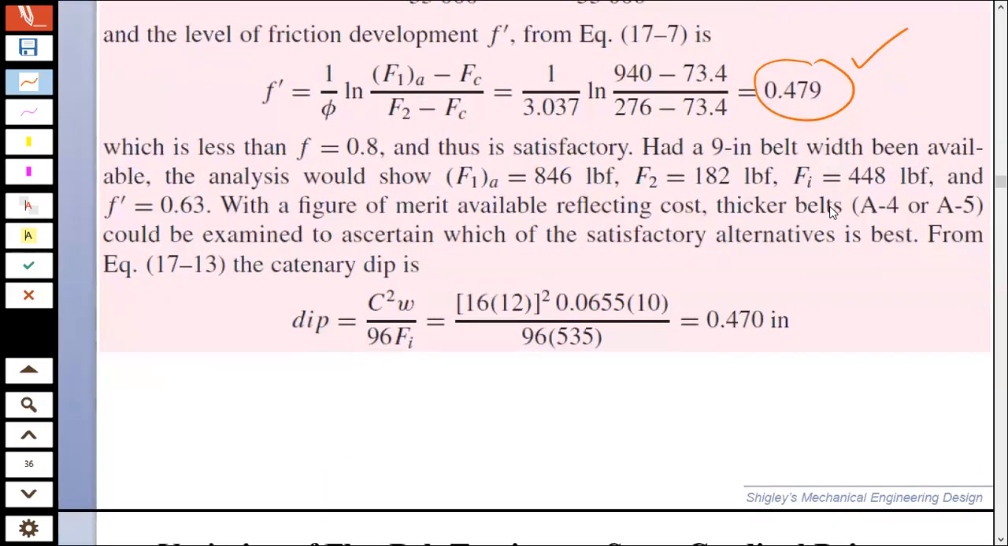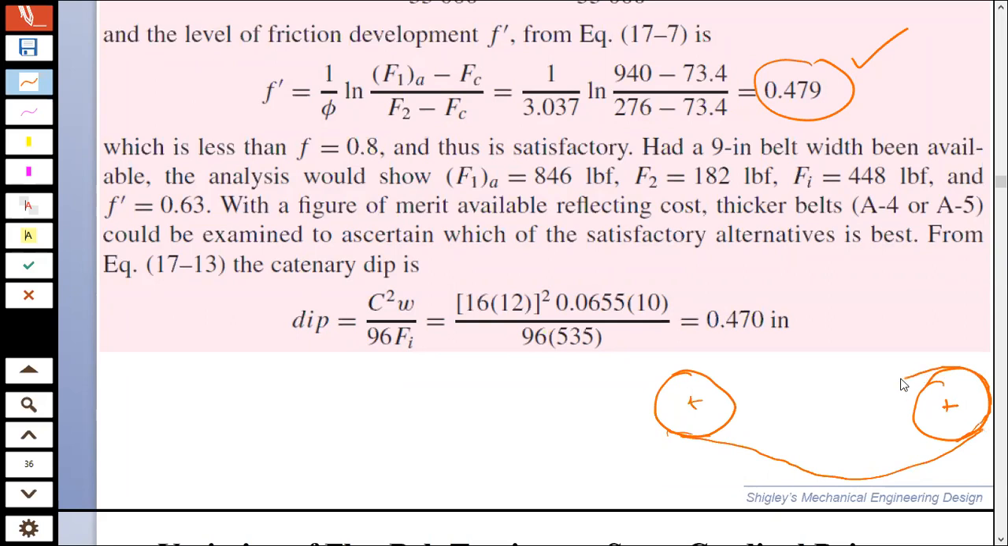And I just told you that there will be a dip, or there is going to be a catenary, due to the weight of the belt. So how much is that dip? The belt is going to sag down. That's the key.